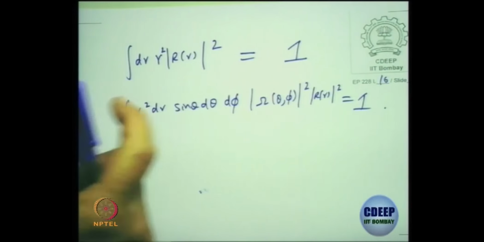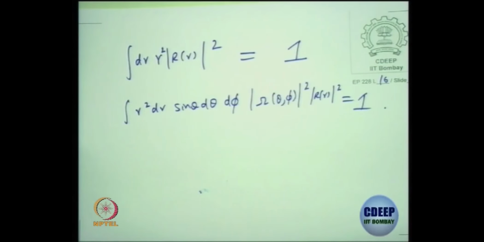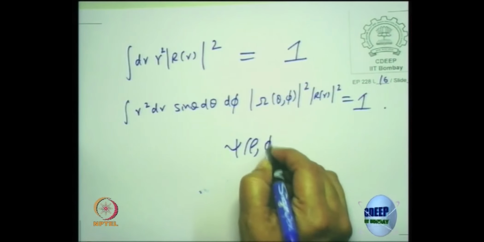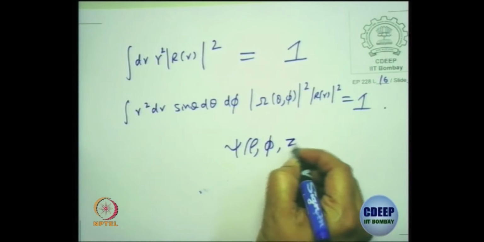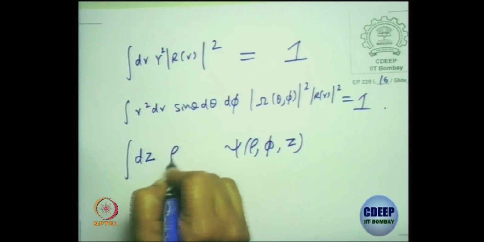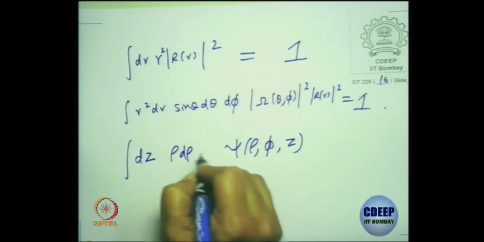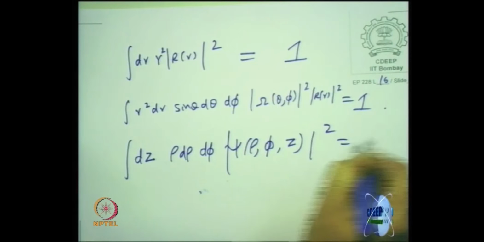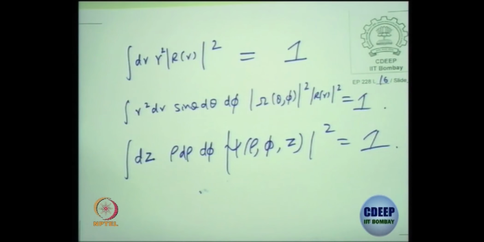What happens in cylindrical coordinates? So suppose I write psi of rho, phi, z. There will be a dz rho d rho d phi. Okay, you understand? You have to remember this. Many of them forget these things and then it leads to completely wrong physics.